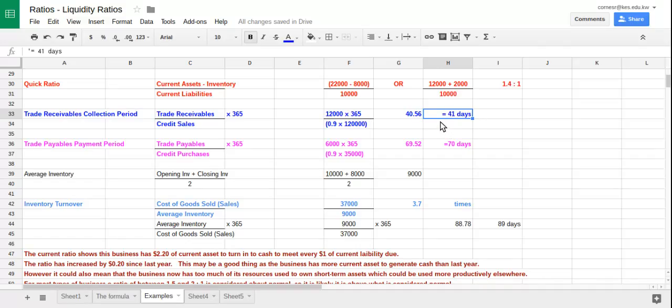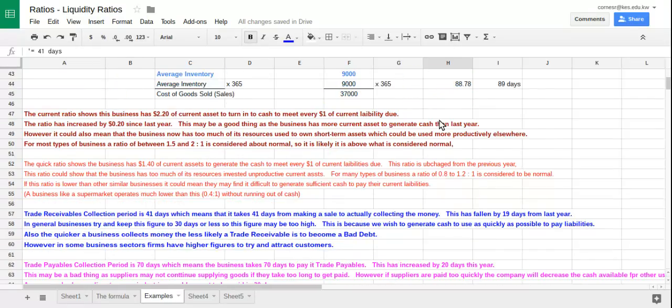Right, just to break it up a little bit, what do these ratios mean? Well, remember I said on the first video, some of the ratios are a little bit more complicated. They're not always good if they're big or good if they're small. These ratios tend to be like that. So the simple thing is, what does a current ratio show? Well, in this case, it shows that this business has got $2.20 of current assets to turn into cash to meet every $1 of liability that's due. So that sounds quite good, because it does sound like they're going to be able to pay the people they borrowed the money off.